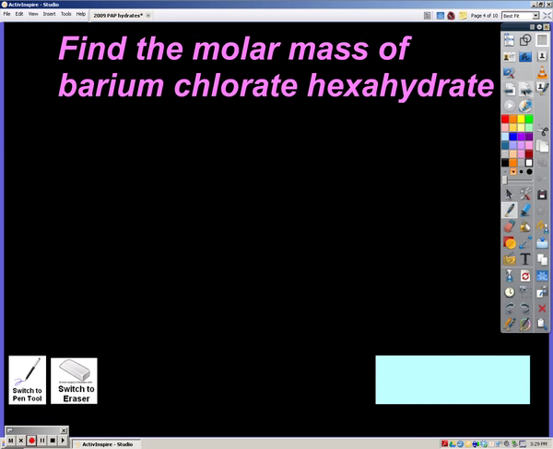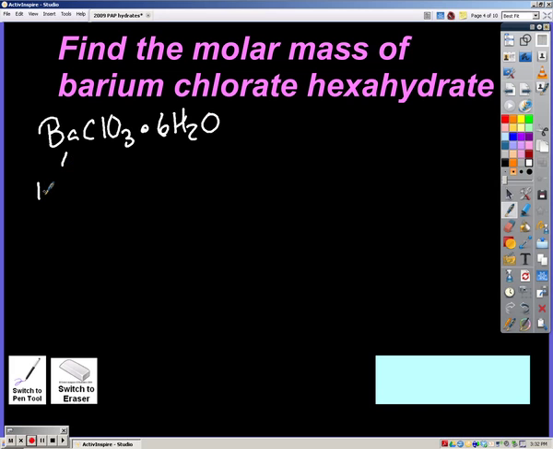To find our molar mass, first you're going to have to write your formula. So go ahead and pause the video and write your formula for barium chlorate hexahydrate. Restart when you have that. Your formula for barium chlorate should have been Ba(ClO3)2 and 6 H2Os. So again, you should need parentheses around chlorate and a 2.